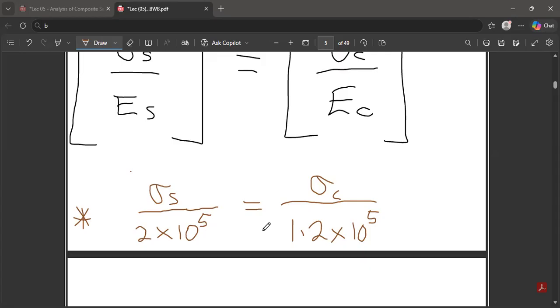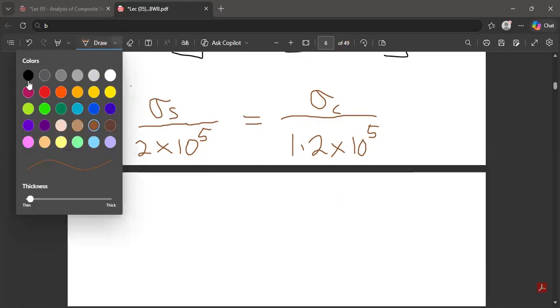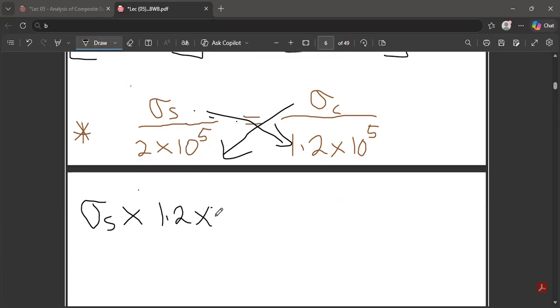So at the end of the day, if we do cross multiplication from this, you realize that we can get a relation. So let's quickly do the cross multiplication. This guy will multiply this guy, and this one will also multiply this guy. So finally, that is going to give us the stress in the steel rod times 1.2 times 10 exponent 5. Okay, now we can bring our equal to sign.